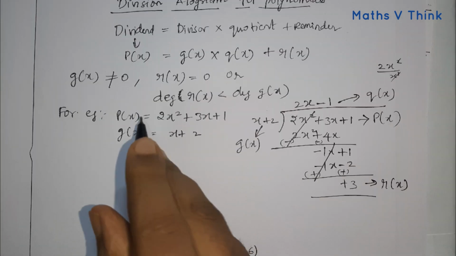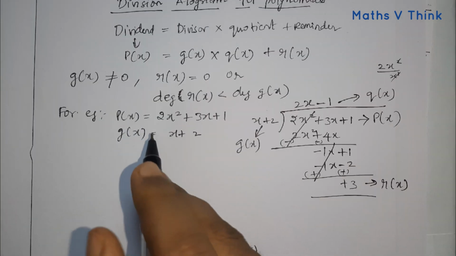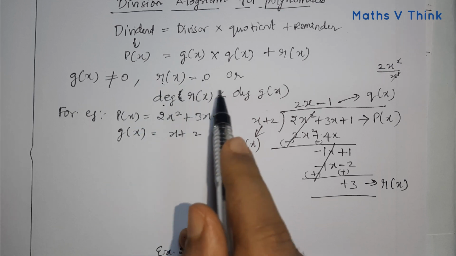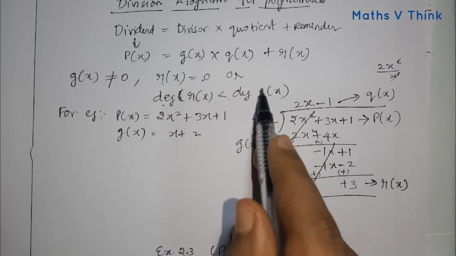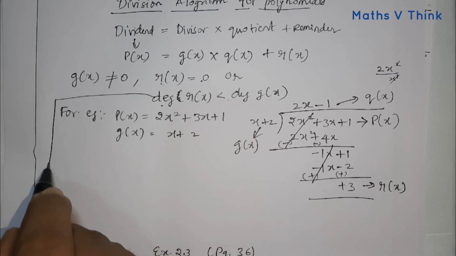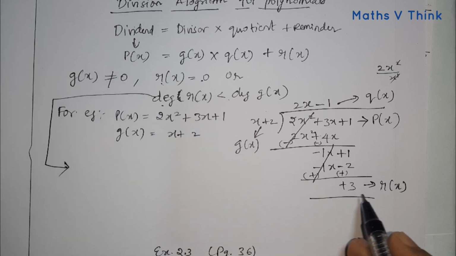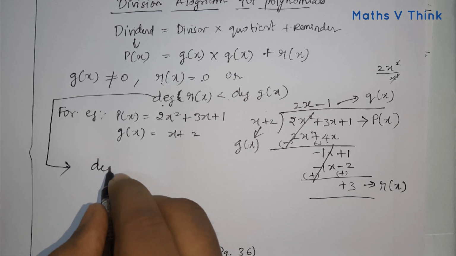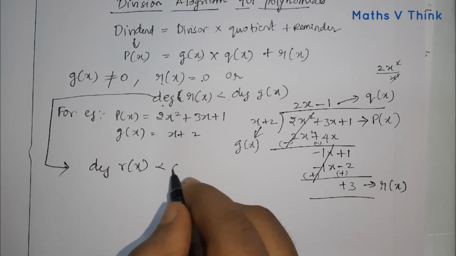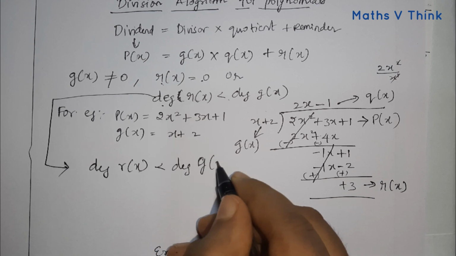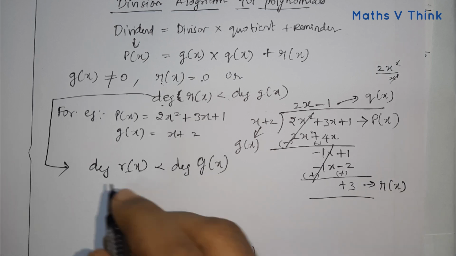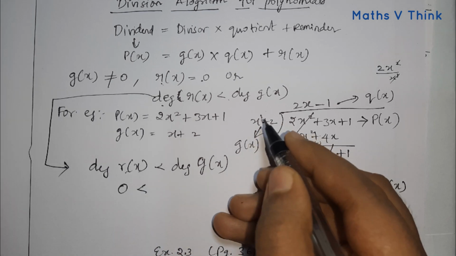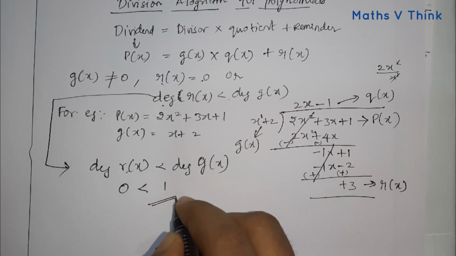So whenever we divide any two polynomials, we can get either remainder as 0 or the degree of remainder is less than the degree of the divisor. For example, I'll show you here. What is the degree of the remainder? It is a constant number, means degree is 0. So degree of remainder is less than degree of divisor. The degree of the remainder is 0 and the degree of the divisor is 1. So the condition is satisfied.